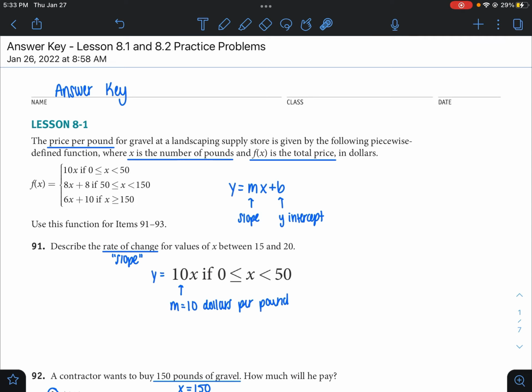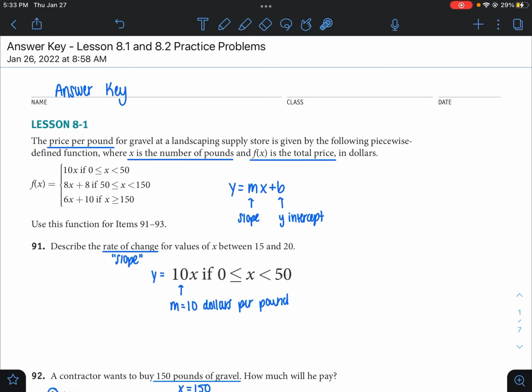Okay, now as a reminder here, this is all about linear piecewise functions. So we're the entire time using this y equals mx plus b equation. All right, so y equals mx plus b. B is your y-intercept and m is your slope. Okay, also known as your rate of change.